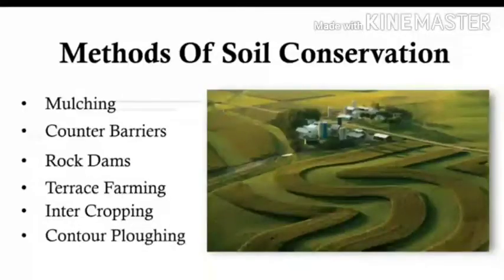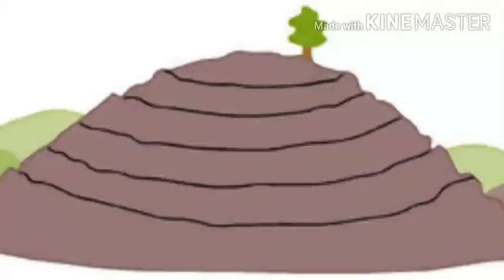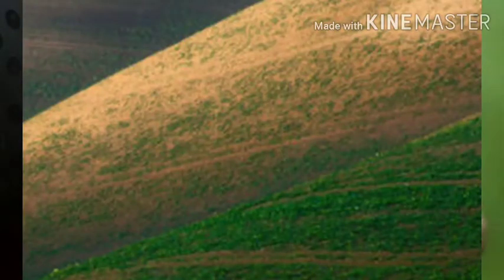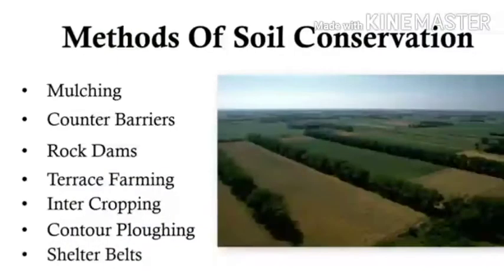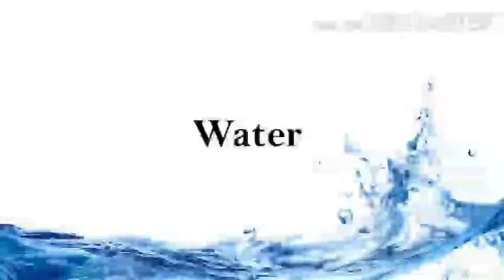And the next one is shelter belts. In the coastal and dry regions, rows of trees are planted to check the wind movement and serve as a soil cover. So we have learned the different types of factors of soil, and the degradation of soil, and the functions of the soils.